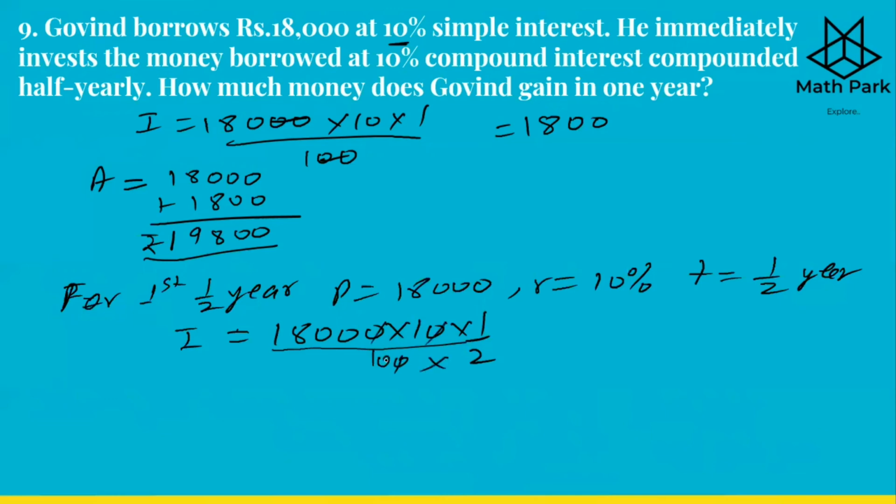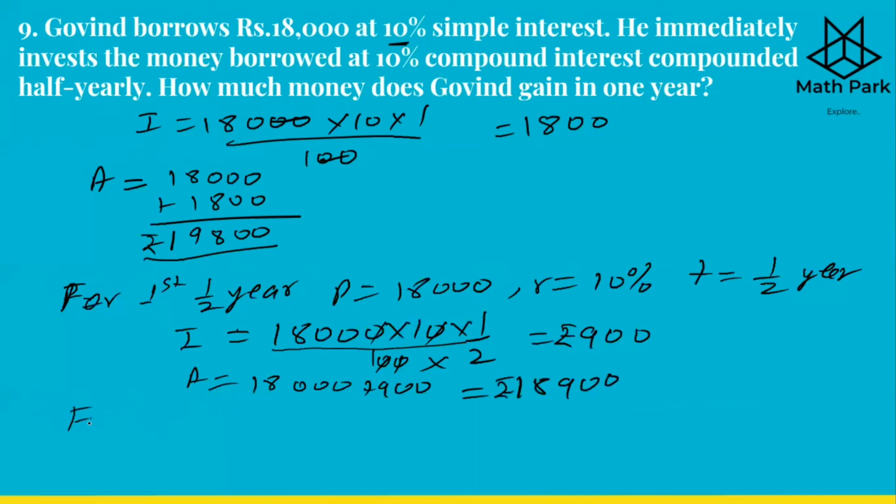Simplify this. You get 18 divided by 2 is 9. So you get 900 rupees. Rupees 900 is the interest that he will get. And then the amount that he is going to get at the end of the half year is going to be 18,000 plus 900, which is equal to 18,900. This is the amount he is going to get.